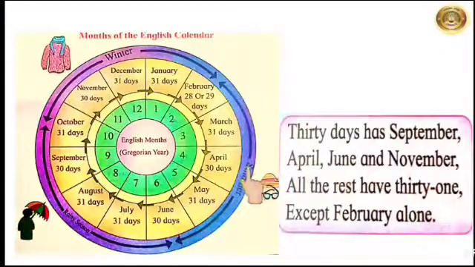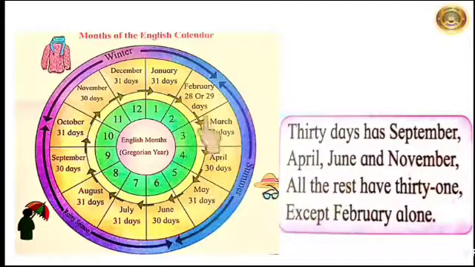Now we will try to learn the number of days with the help of this poem. So let's start reading it. 30 days has September, April, June and November. All the rest have 31 except February alone. Means, children, September, April, June and November. You have to remember these 4 months that have 30 days. And except February, all the rest have 31 days.